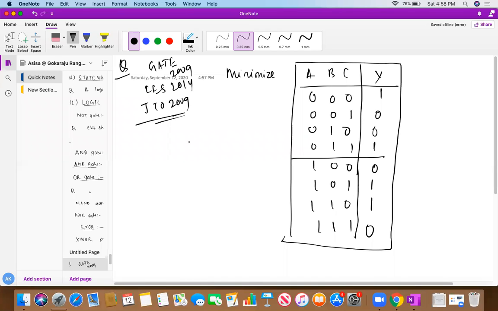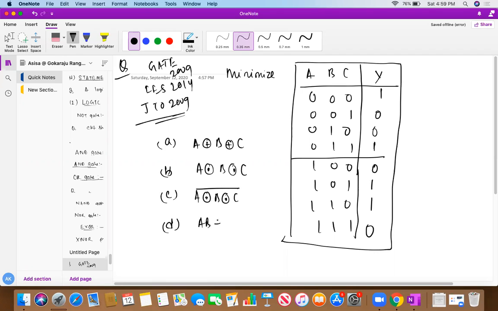The choices are: A, A XOR B XOR C; B, A XNOR B XNOR C; C, A XNOR B XNOR C bar; and D, AB, BC, and AC. Understand? Minimize this. You have just been given the truth table. Minimize this. So see here, for XOR, what is happening?